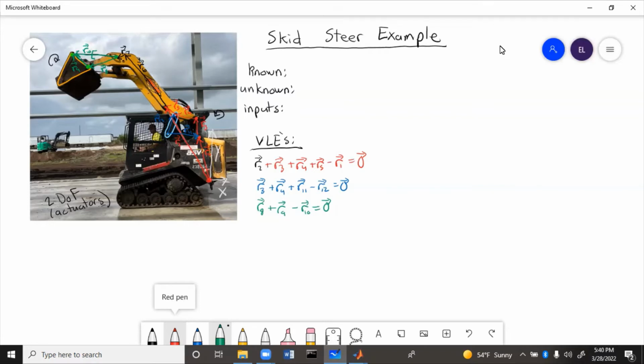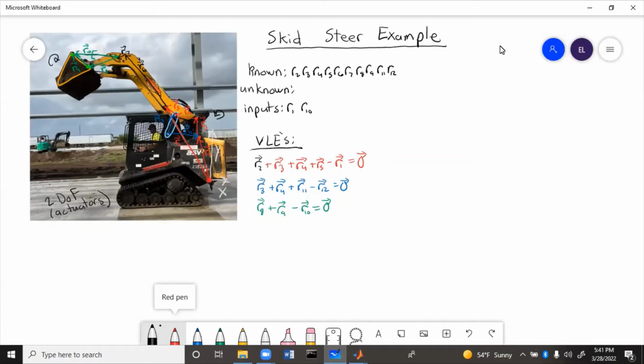First, we need to figure out knowns, unknowns, and inputs. So the knowns are going to be anything that doesn't change. So that will be most of the links, actually all of the links except for the cylinders. So we know that cylinders will be our input. So our input is R1 and R10. All the other R's are known. So R2, R3, R4, R5, R6, R7, R8, R9, R11, R12, as well as some of the angles.